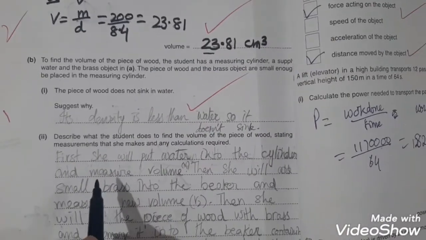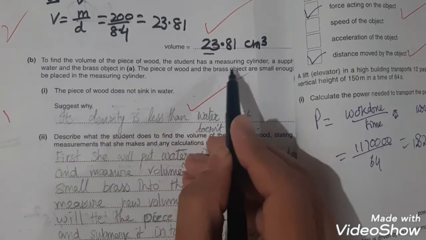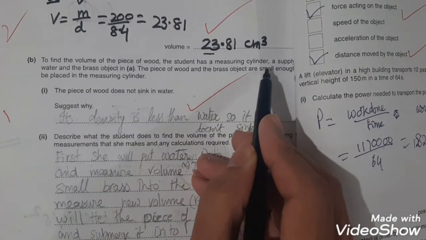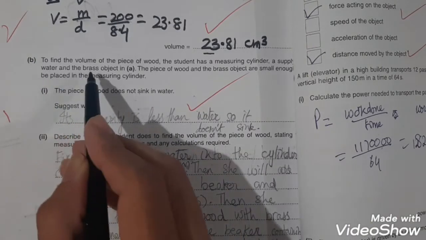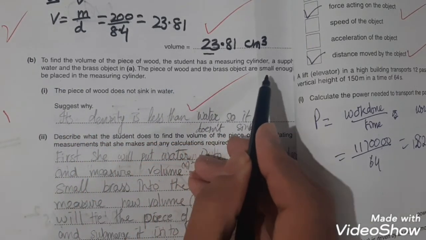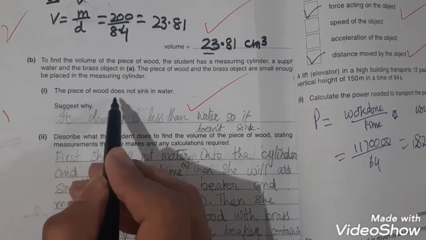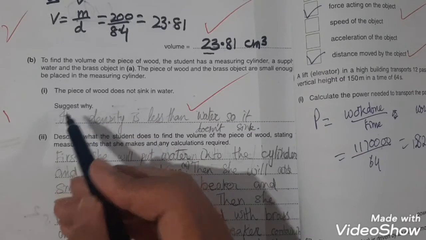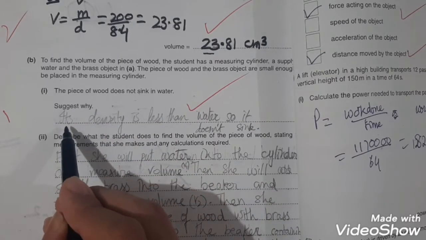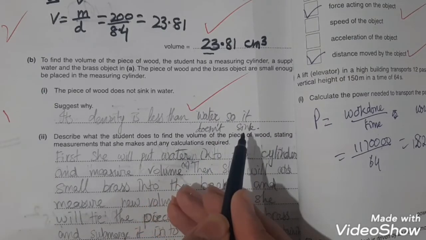Then question B states to find the volume of the piece of wood the student has a measuring cylinder, a supply of water and the brass object in A. The piece of wood and the brass object are small enough to be placed in the measuring cylinder. The piece of wood does not sink in water. Suggest why. Because its density is less than water, so it doesn't sink.